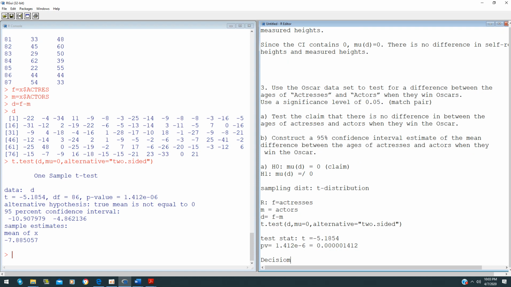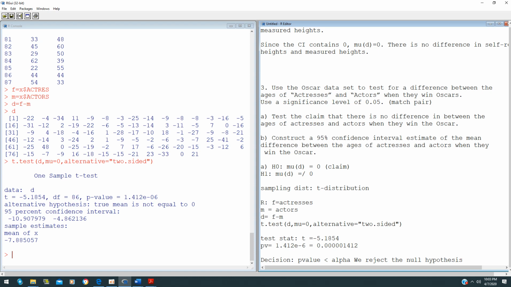Now we talk about the decision. Based on your p-value and your alpha, which in this case is 0.05, we know that your p-value, which is very small here, is definitely going to be less than alpha, because 0.00001412 is definitely less than 0.05. So we will reject the null hypothesis.